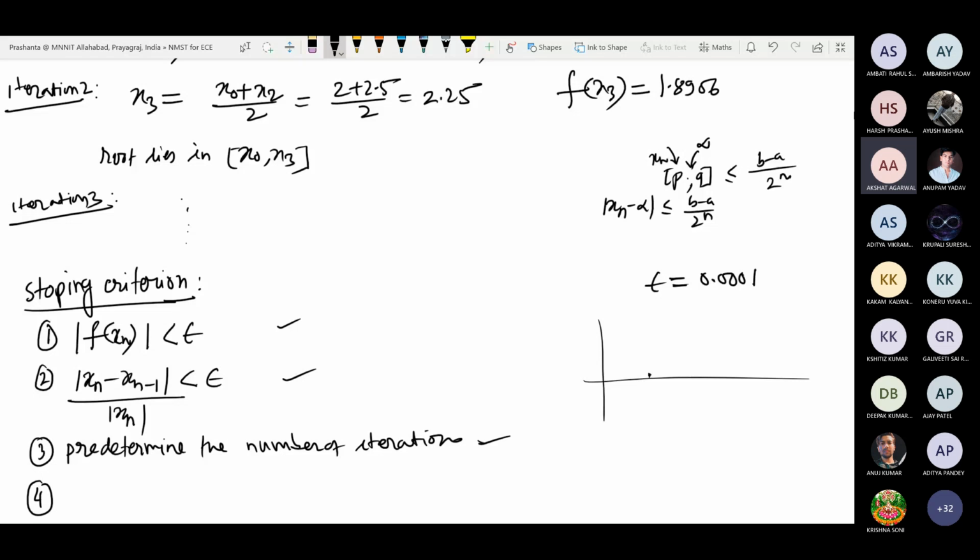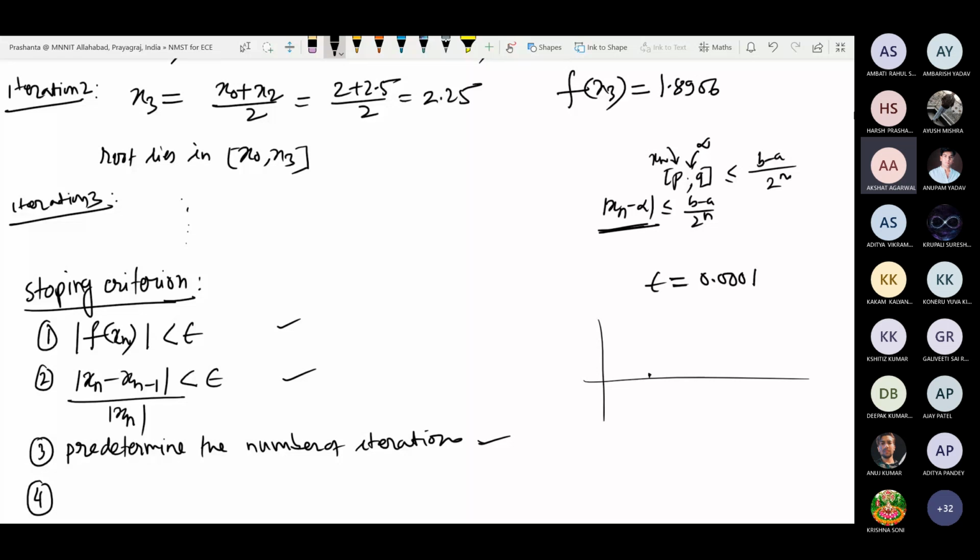At the nth iteration, the interval which you are getting, I am representing by p comma q. Now that interval contains the original root, the exact root alpha, as well as the approximate root xn. So the difference xn minus alpha will be bounded by the length of the interval. And what is the length of the interval? b minus a by 2 power n. So |xn minus alpha| will be less than or equal to b minus a by 2 power n.